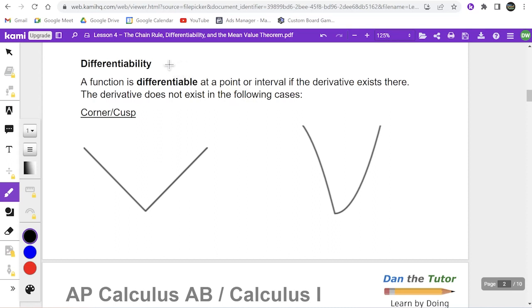What is differentiability? Well, differentiability is basically a fancy word for where the derivative exists. If we say a function is differentiable everywhere, then that just means the derivative exists everywhere. And hopefully that makes sense. And then the question becomes, well, where does the derivative not exist? And there's quite a few answers we have. The first answer is a corner or a cusp.